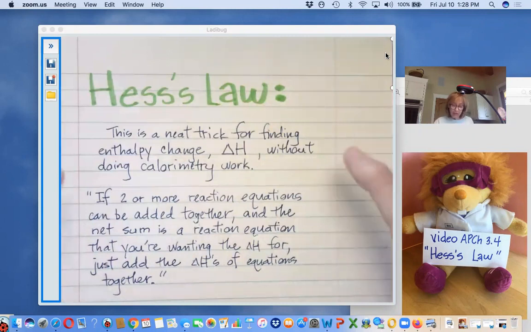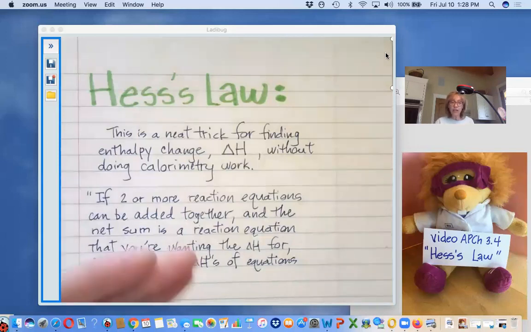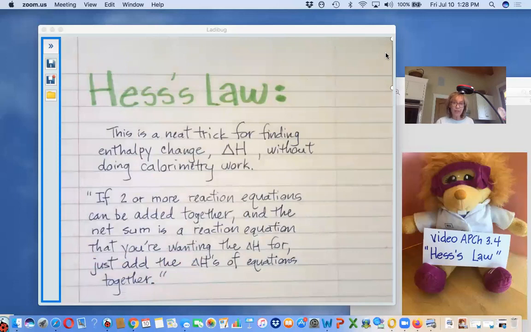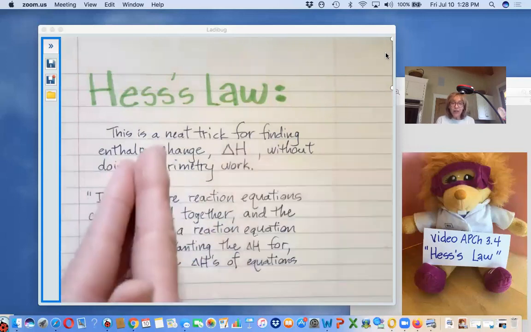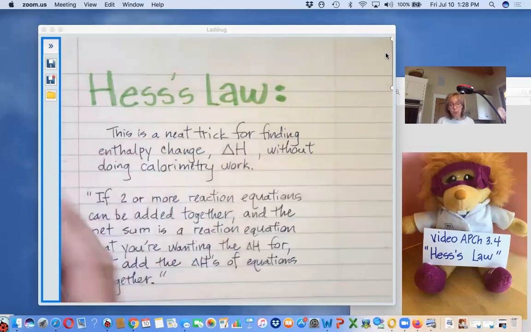So the way this law works is if you can find some reactions whose equations can be added together to give you the reaction you wish you knew the delta H for, then adding up the enthalpy change values for each of those equations gives you a sum, which will be the enthalpy change for your target equation. Okay, Lordy, that was a whole bunch of what is she saying? So let's just jump in and do some examples.